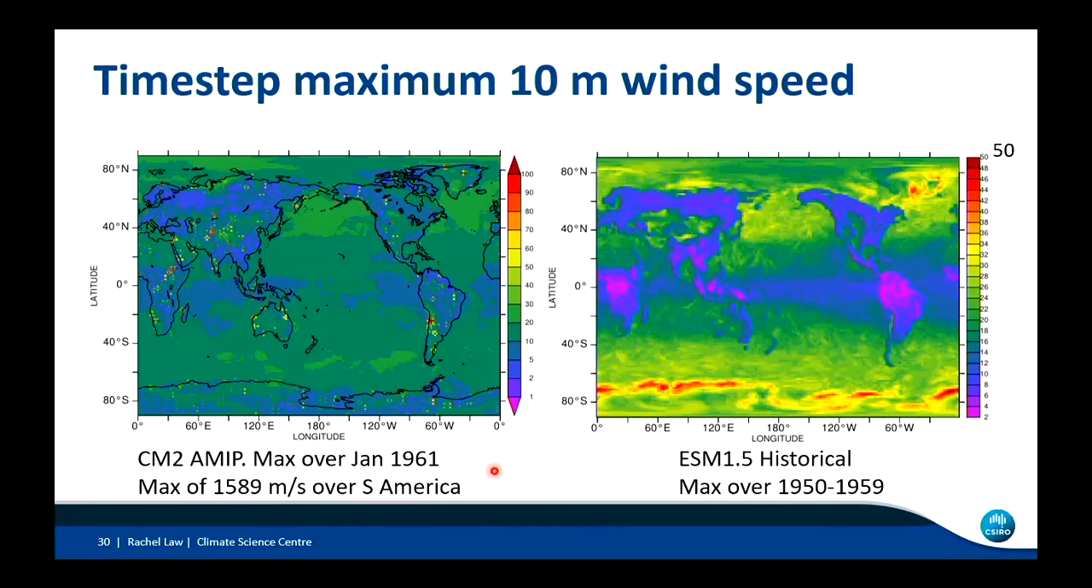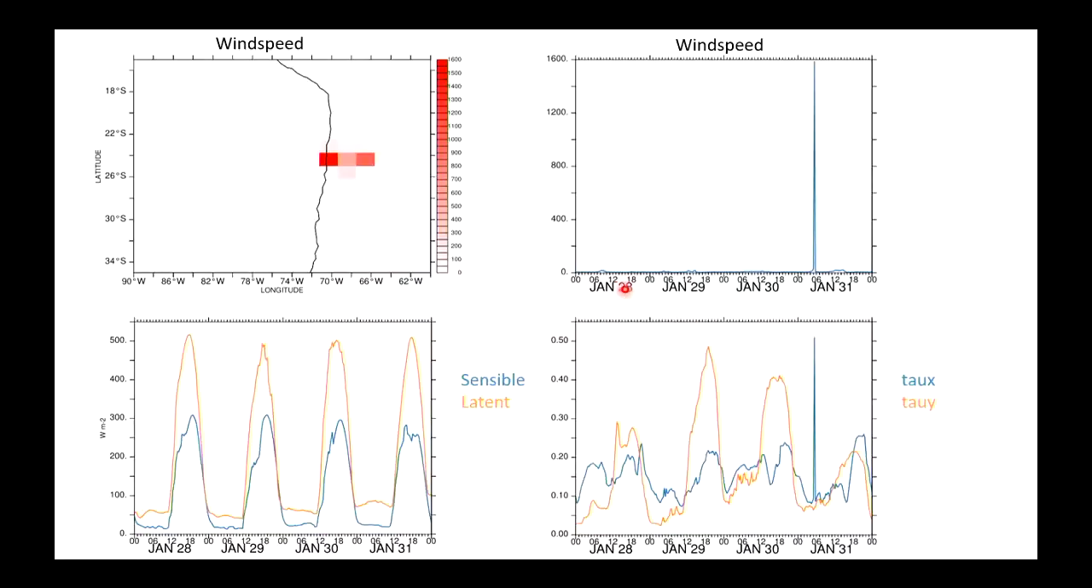Then, of course, you go, oh no, have we got this problem in the ESM model as well that we never even noticed? Fortunately, for some reason, the maximum 10-meter wind speed is an output required for CMIP, so we actually have this field here. Oh, it only goes up to 50. Phew, that one's okay. So this was one of these bad points.